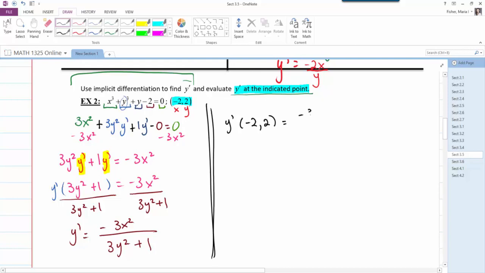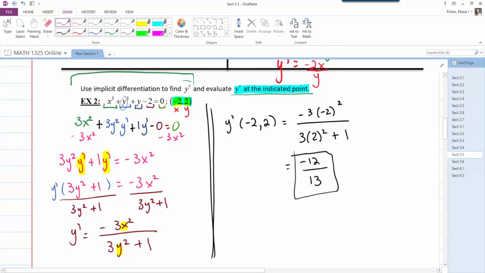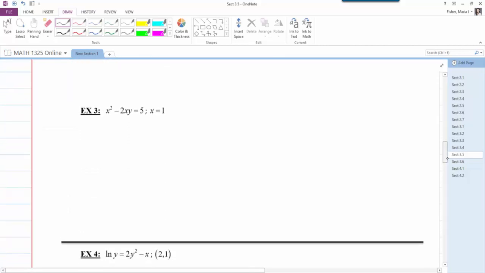So anywhere I see an x, instead of writing my x, I should write negative 2. And everywhere I see a y, instead of writing my y, I should write a positive 2. And then all I need to do is just work this problem out. Well, this is going to be negative 3 times 4, which is negative 12 all over. Well, 3 times 4 is 12 plus 1 is 13. So y prime evaluated at the point negative 2, comma 2 is negative 12 13ths. Okay, let's look at the next problem.